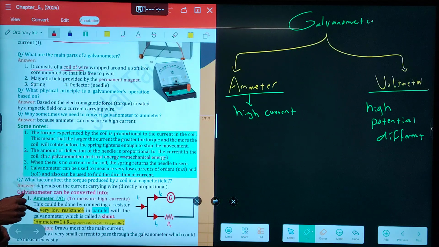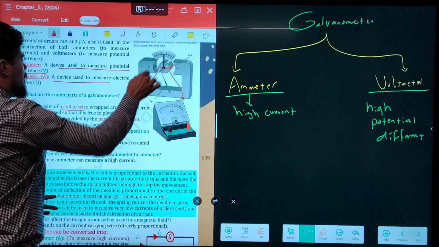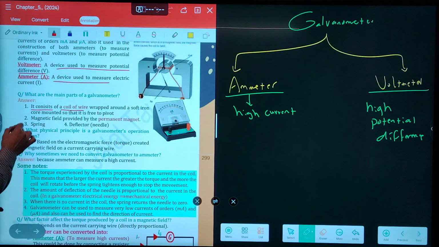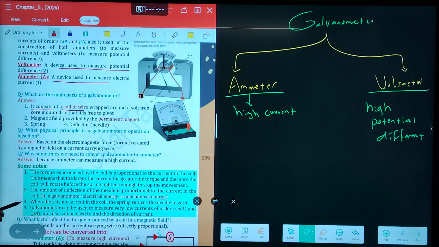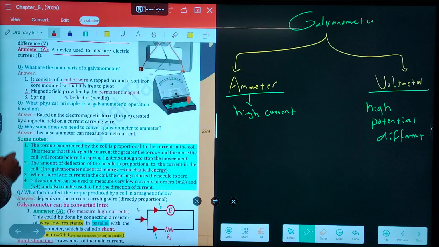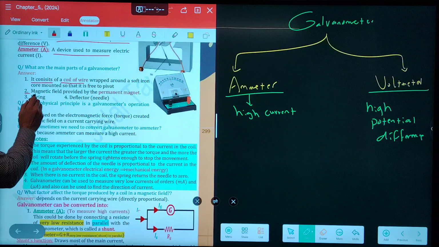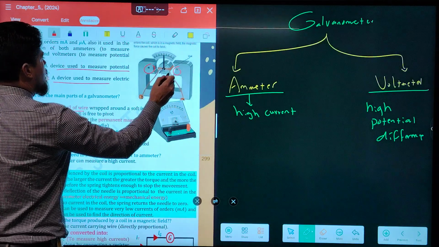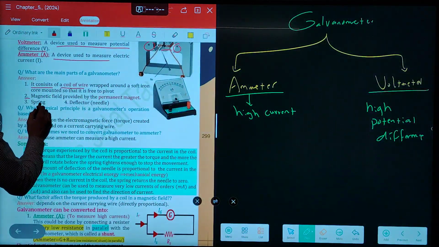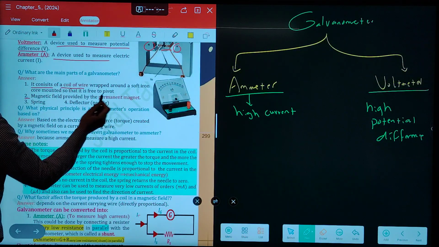A coil of wire. We have a coil of wire wrapped around a soft iron core, mounted so that it's free to pivot, because the needle must be deflected to the maximum displacement and return by the spring to the original point. The second component of the galvanometer is an external magnetic field, or a permanent magnet. We have a permanent magnet and a coil of wire, and the magnetic field is provided by the permanent magnet.